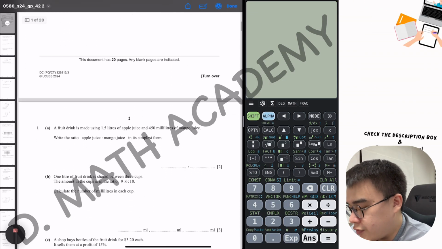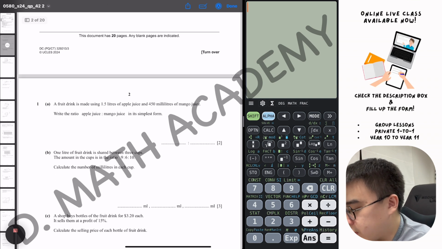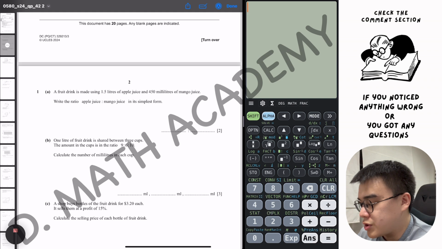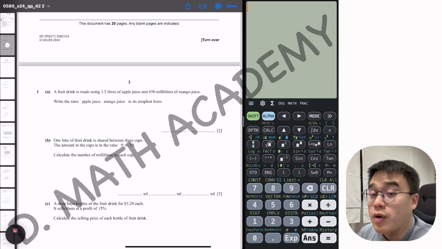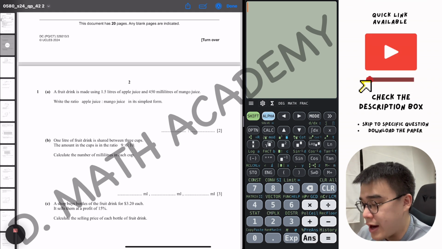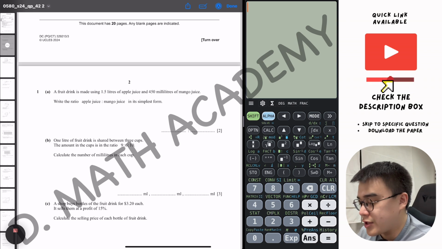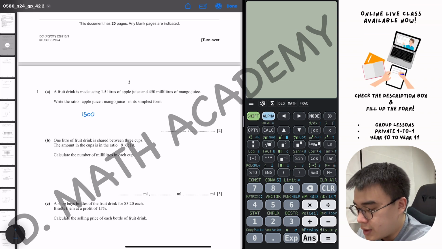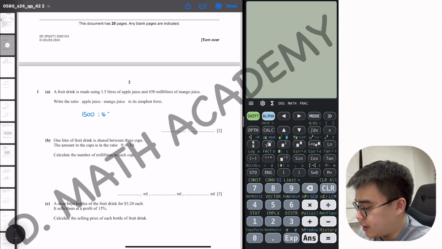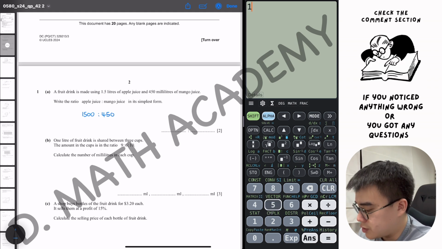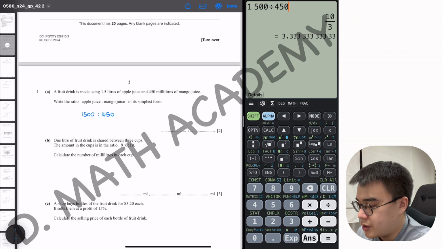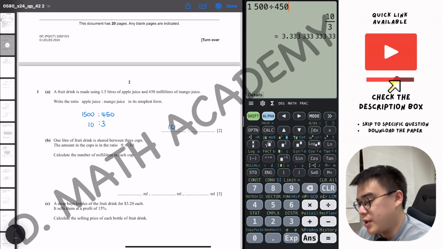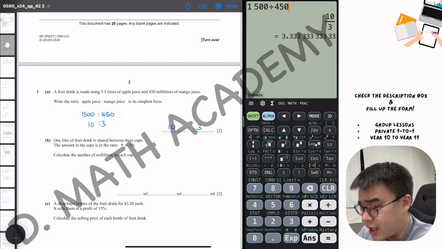First question here, a fruit drink is made of using 1.5 liters of apple juice, 450 milliliters of mango juice, asking us in the simplest form. So in this case, I will actually convert everything into milliliters first. The 1.5 is actually 1,500 and 450. So just divide it accordingly. You should be able to get the answer as 10 and 3. Okay, so that's pretty much it for question A.